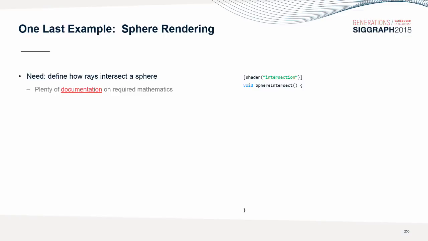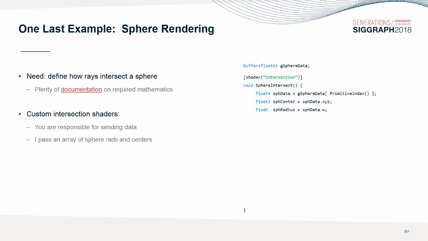So what do we need to do sphere rendering? Well, we need to define how rays intersect a sphere. And I'm not going to walk through the math of this. There's plenty of documentation online. You can Google ray sphere intersection and find pretty good resources. But what you need to do is you need to write an intersection shader. In this case, I'm calling it sphere intersect.